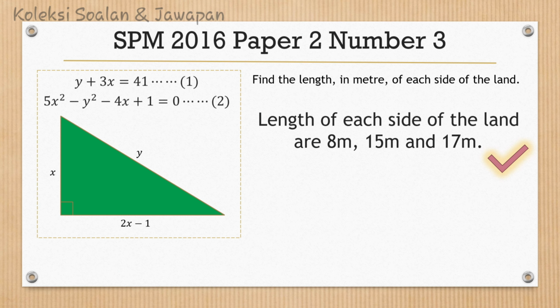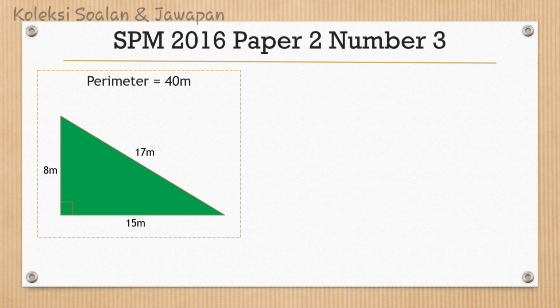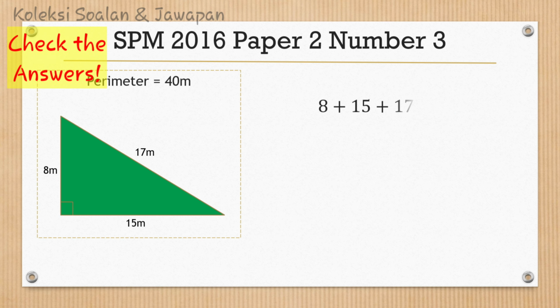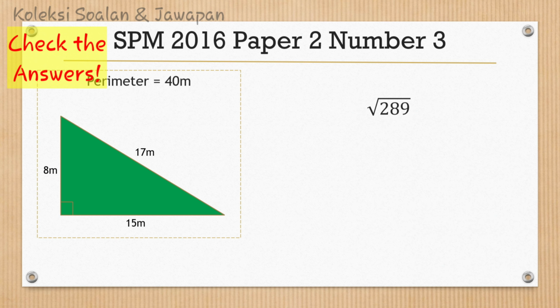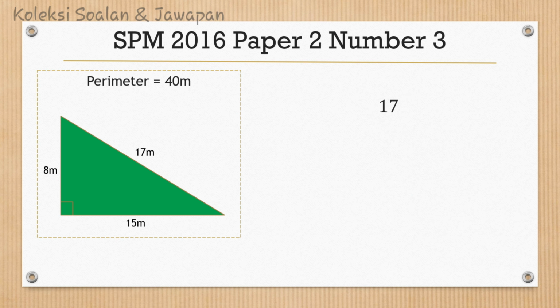After finishing the calculation, if you have extra time, students are encouraged to do a quick check just to make sure the answers are correct. So from this diagram, we are given that the perimeter is 40. Just to check, 8 plus 15 plus 17, we get 40. Then we check the Pythagoras theorem, which is 8 squared plus 15 squared, which is 289, and its square root is 17. So the answer we get here is correct.